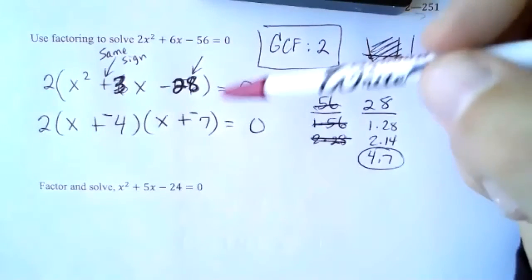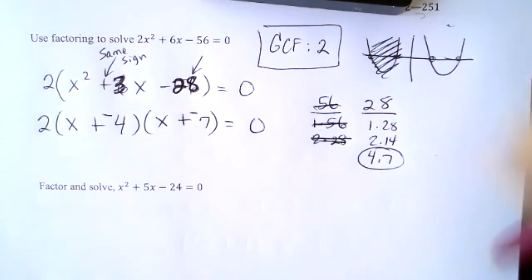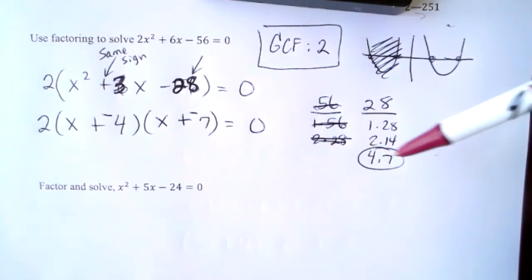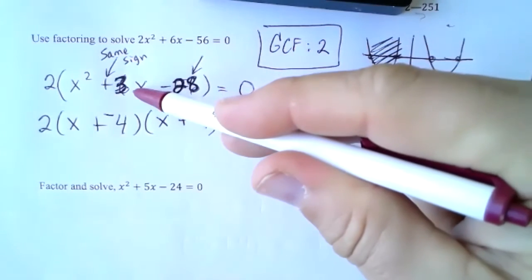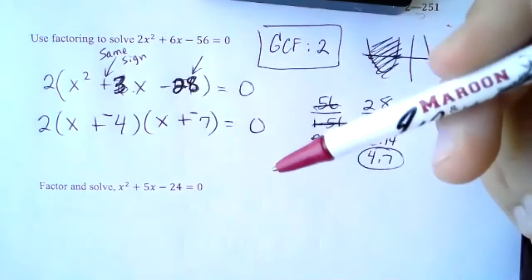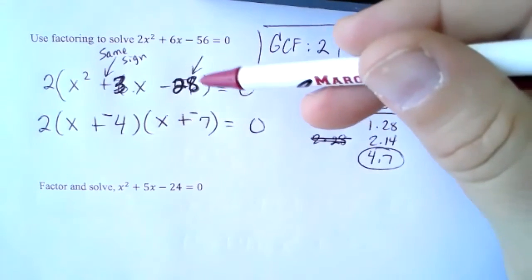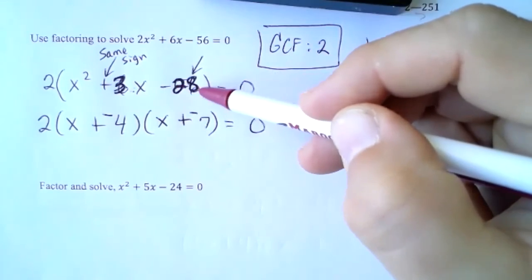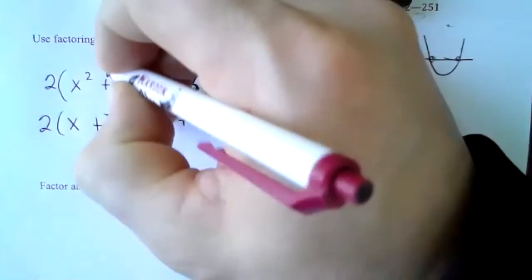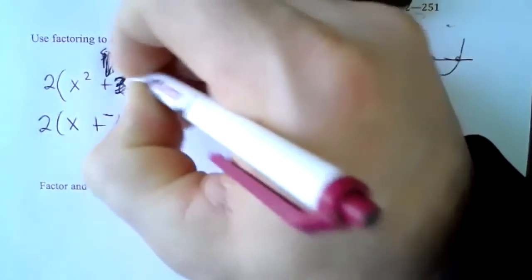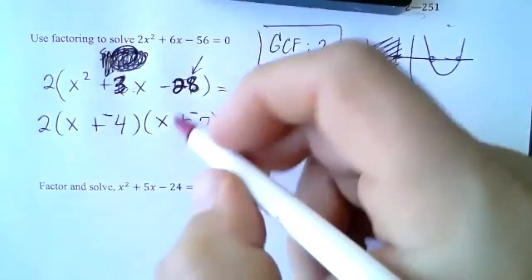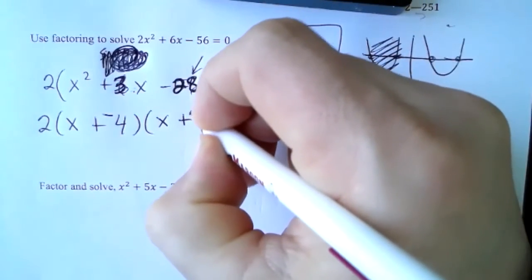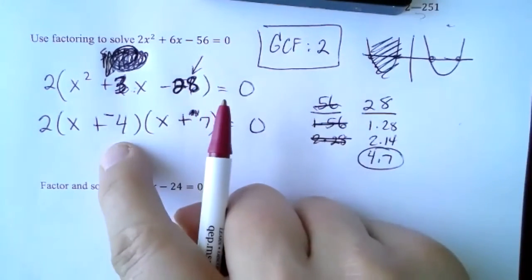So we've got, okay, so the only factors that make 28 that are 3 apart are 4 and 7, okay? And in order for me to have a positive 3 here and a negative 28 here, oh, okay. Okay, so I made a mistake here. Instead of where it says same sign, I'm supposed to have a positive 3. That means that my 7 is going to be positive and my 4 is going to be negative.